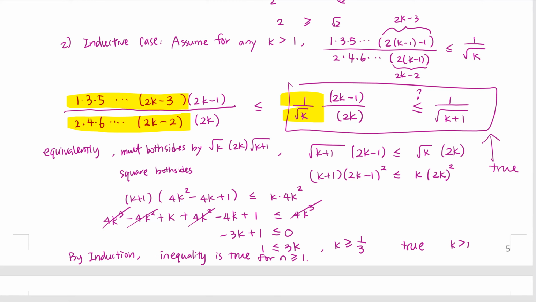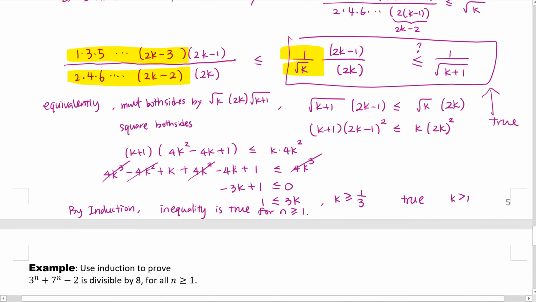Sometimes the thing you want to show is not so obvious, like what we did before, where you can just multiply everything out and simplify to get the answer. Then you have to consider this inequality, consider what it is equivalent to, and try to show that. This is a really good example.